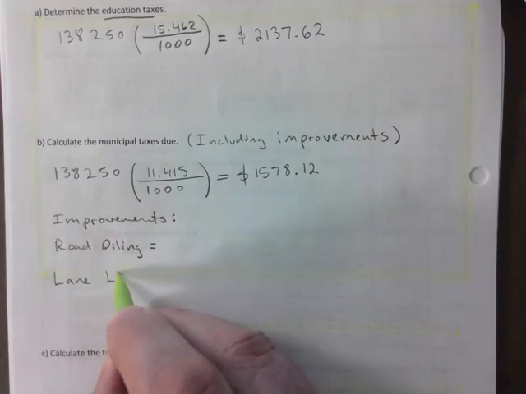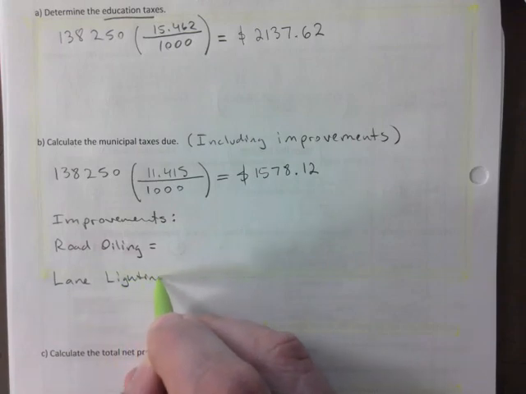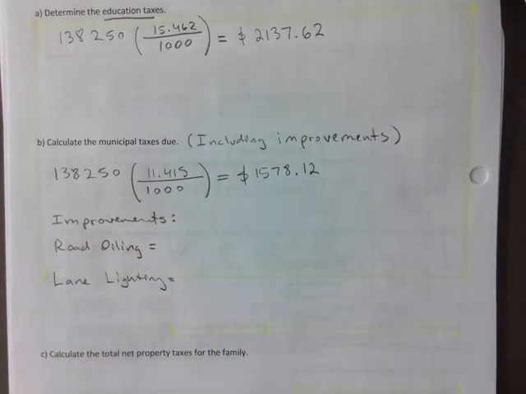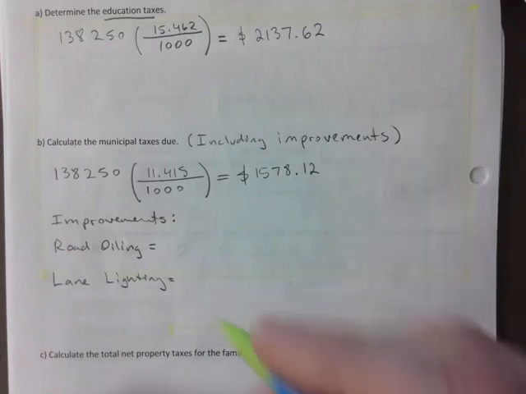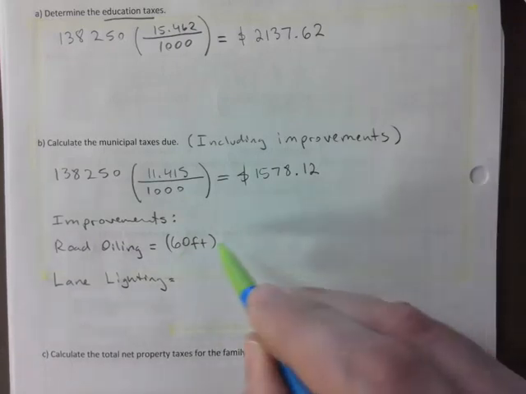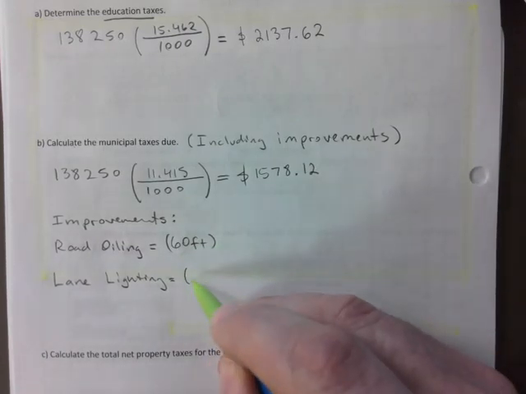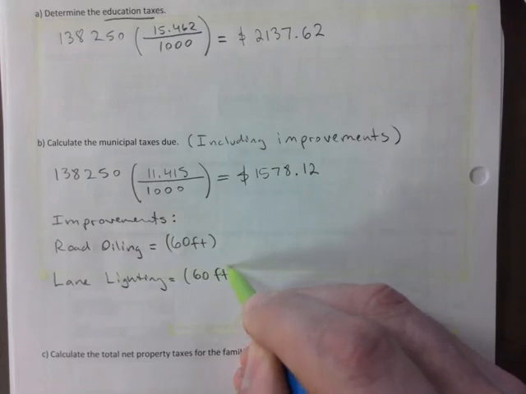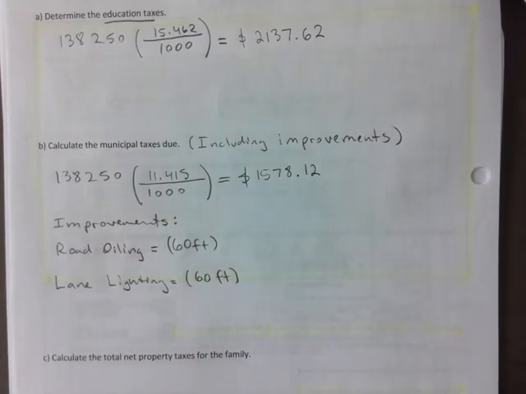Lane lighting. What are we going to use for that? Portioned assessment? Nope, there's no mill rate. We're going to use the frontage. How wide is this property? 60 feet. So you go 60 feet, and we're going to multiply it by some sort of rate. Same with lane lighting. We're going to go 60 feet, and we're going to multiply it by something.